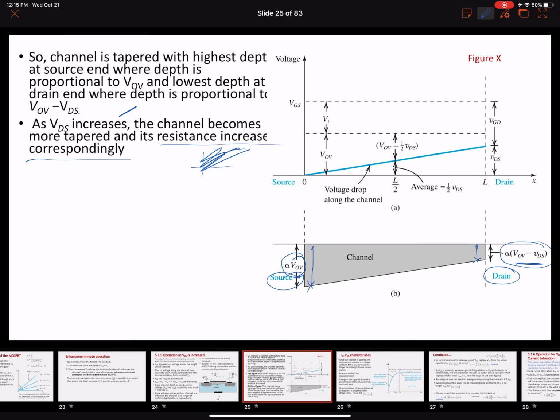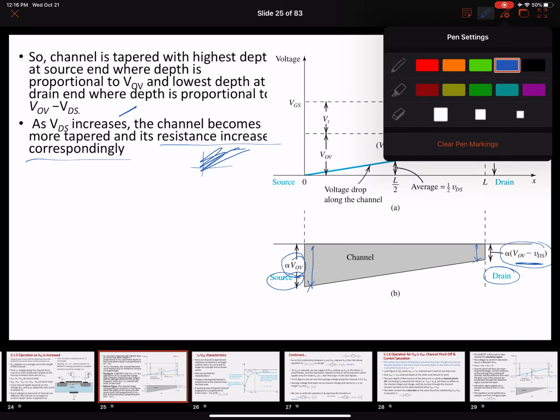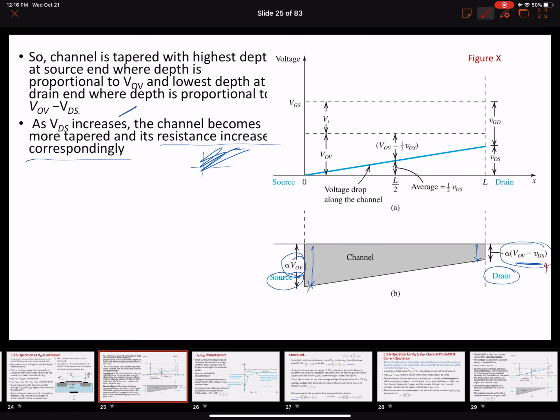Now as we increase this value of the VDS, this effective voltage will reduce and the channel becomes more and more tapered. We're going to discuss the case when it reaches this point. For now, we are just discussing a case in which the channel is no longer a uniform, constant, regular rectangle, but becomes a trapezium or a tapered channel.